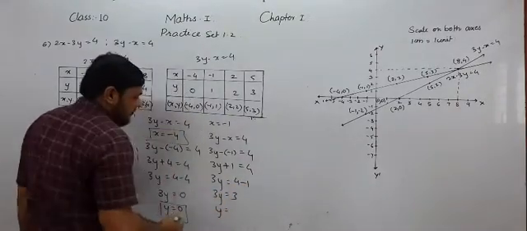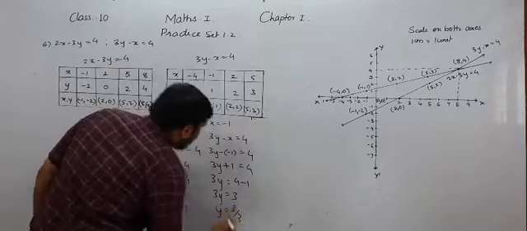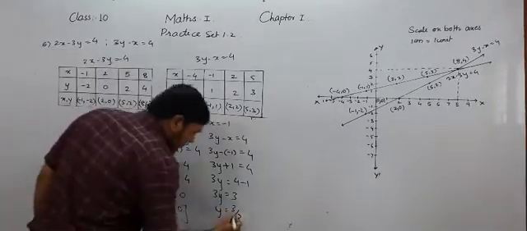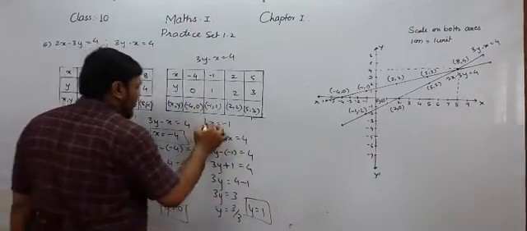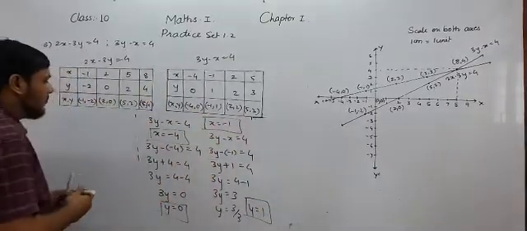3y equal to 4 minus 1, 3. y equal to 3 by 3. So y will be equal to 1 here. 3 ones are 3. So if x equal to negative 1, then y will be equal to 1.